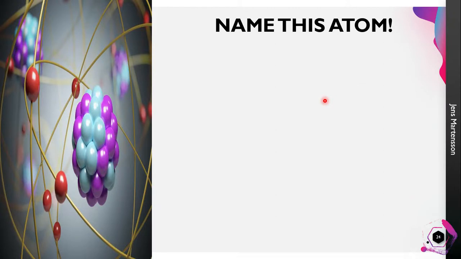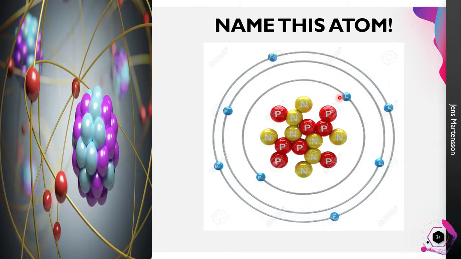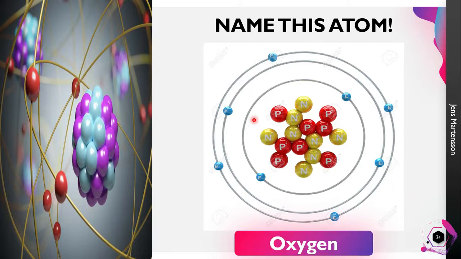Okay, so let's try to name this atom. As you can see here, how many protons do we have? 2, 3, 4, 5, 6, 7, 8 protons, no? 8 protons. So if you're going to look at the periodic table of elements, you can pause this one, check in the periodic table which element has 8 as its atomic number. Okay? So the name of this element is oxygen. Oxygen has 8 protons and also 8 neutrons. Okay?